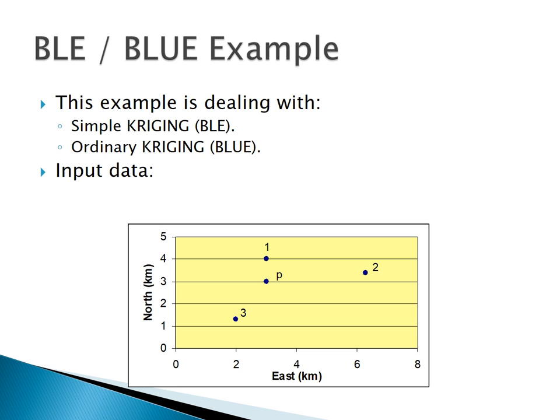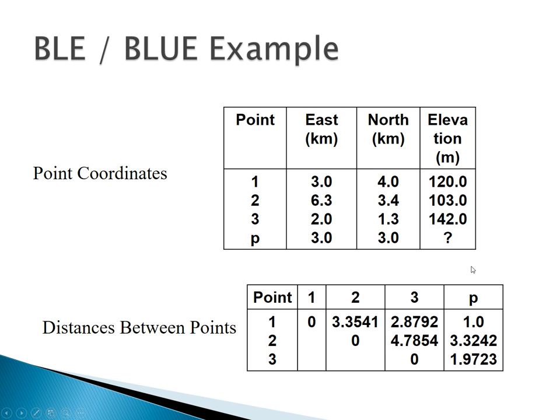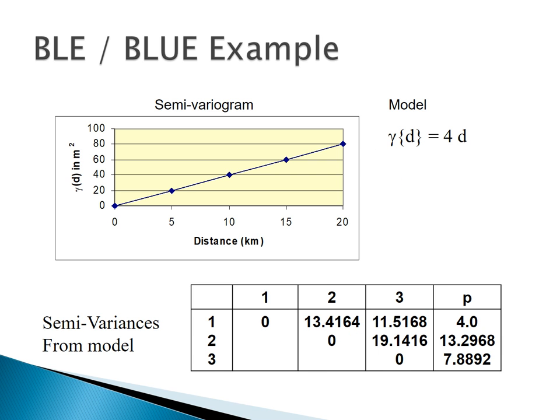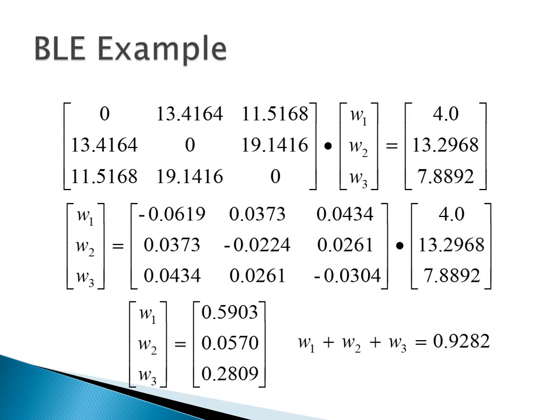So there is an example here at the end of this PowerPoint. I'm not going to talk through it, but you are certainly welcome to take a look. The idea is that I'm using this information here, and there's my data point, and I'm trying to figure out my Z of my data point. So I have all my coordinates, I have the distances, I create my semivariogram, which is a linear case in this situation. I create the semivariances from the model.